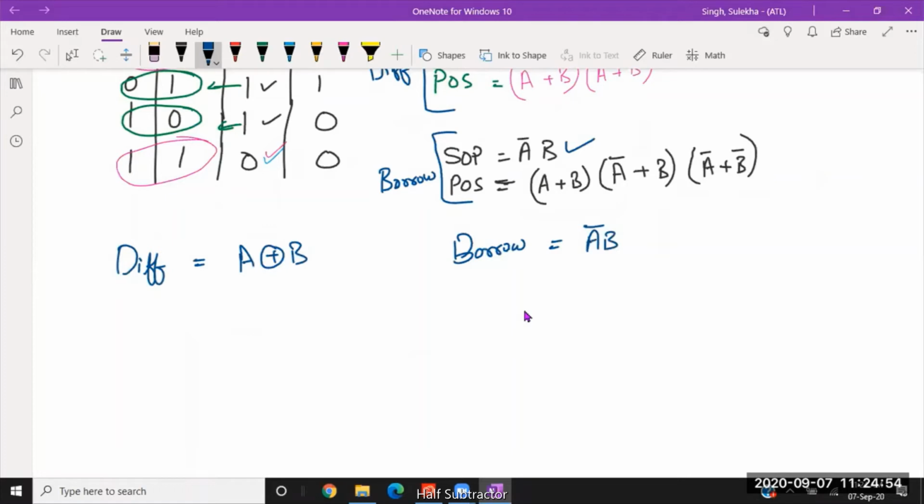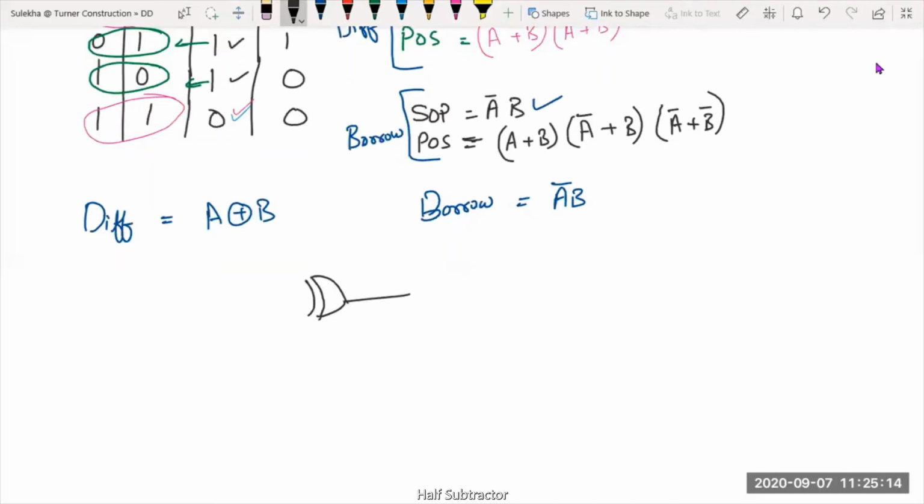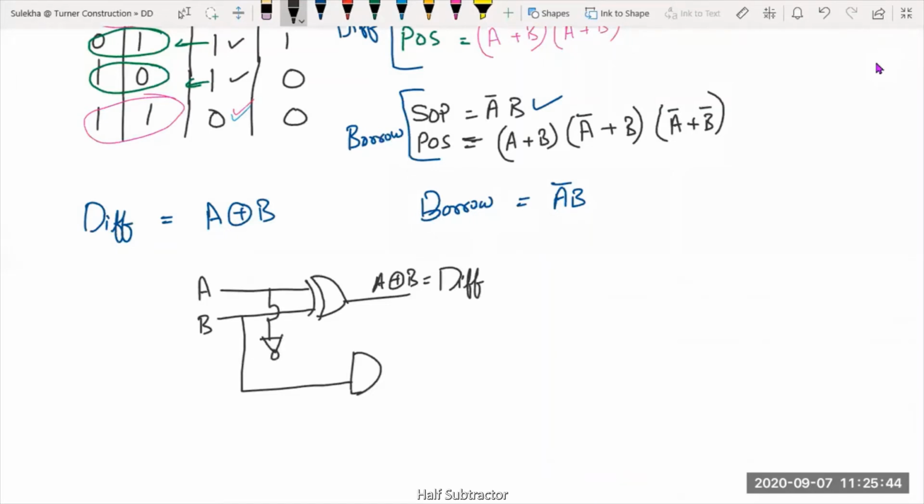If you don't have any restriction, you can design this circuit like this. For A XOR B, you take an XOR gate and give A and B as input, and at the output side you will get A XOR B, which is your difference. To design the borrow, you need to use one AND gate, and in that AND gate you give B directly as one input, and you take the complement of A. For complement you can use a NOT gate, and you will get A bar B, which is your borrow. In this way I can design the half subtractor box if I don't have any restrictions.